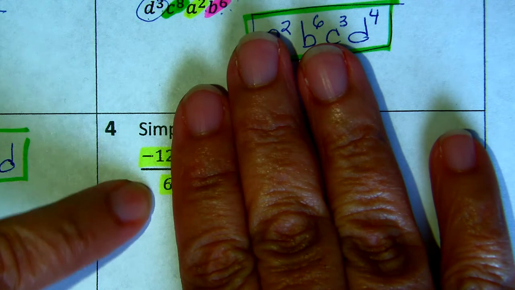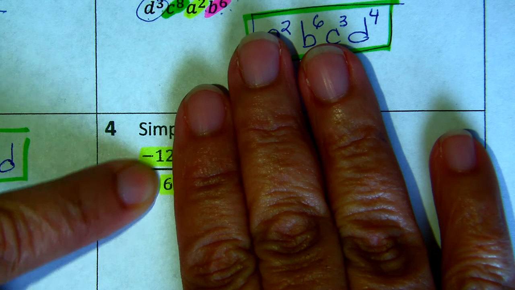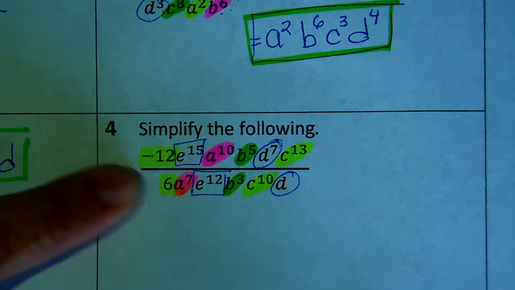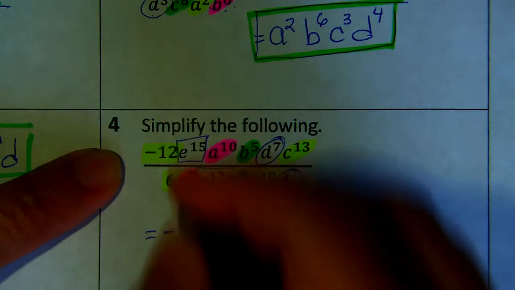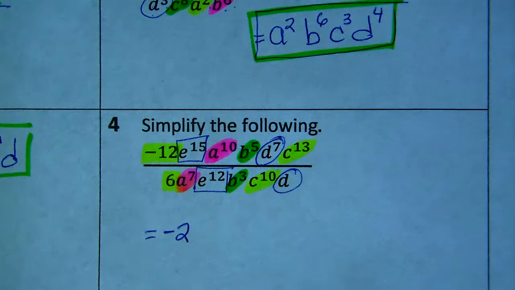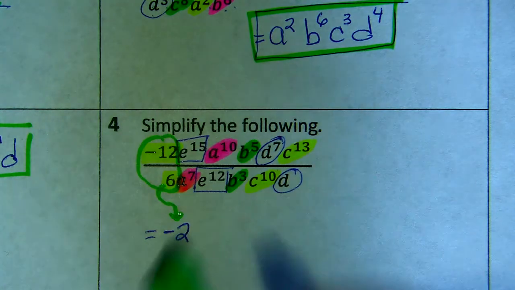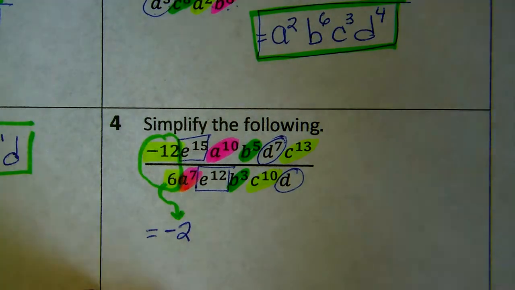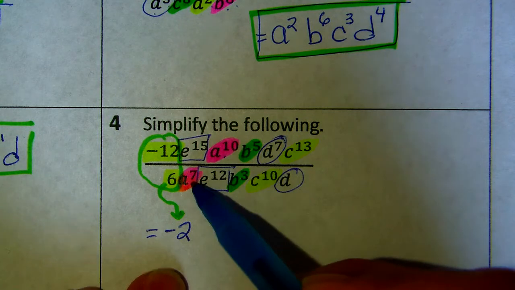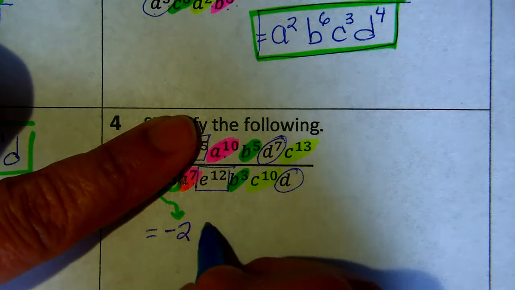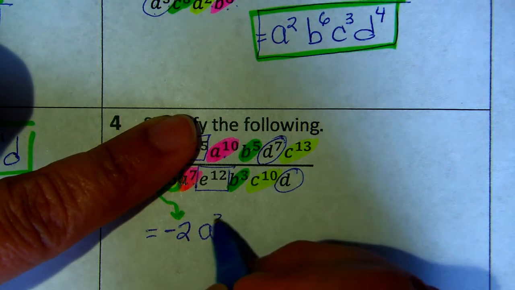What is the first operation that you see? Negative 12 divided by 6. What is negative 12 divided by 6? This will give us negative 2. All right? So remember, this gives you this. And now let's begin with the letters, alphabetical order. Let's begin with the A. A to the power of 10 divided by A to the 7. What do you do with the exponents? You subtract. 10 minus 7, 3.